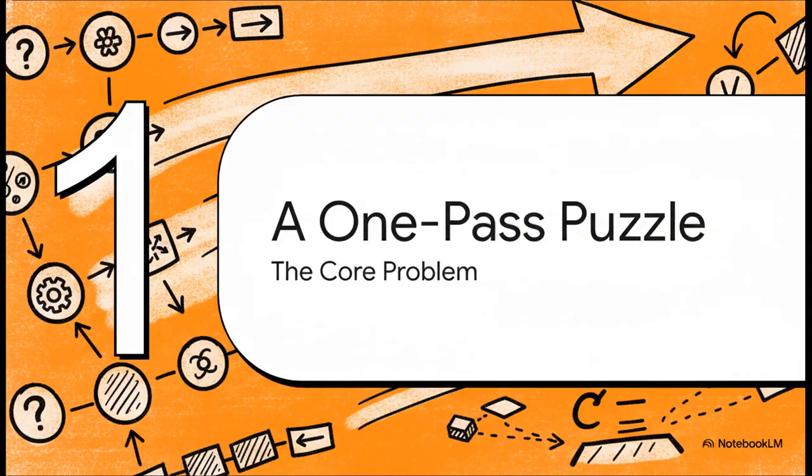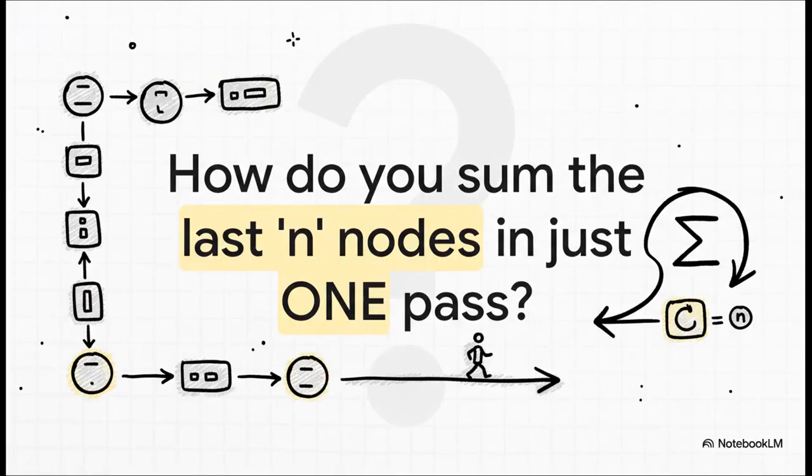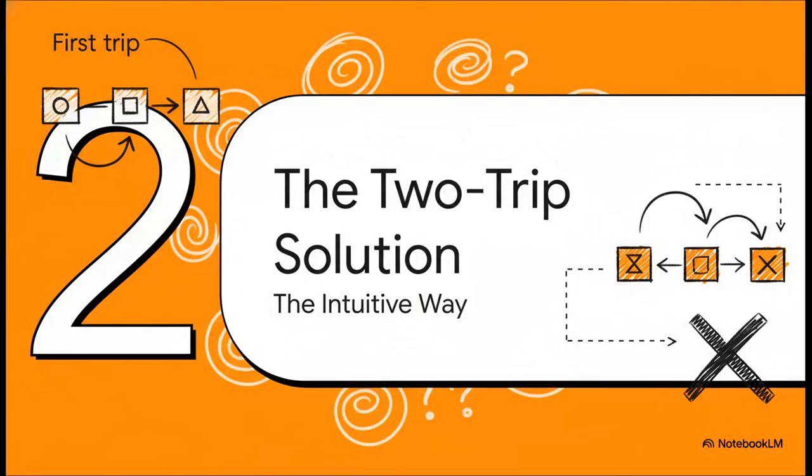So now that we're on the same page about linked lists, let's set up the specific puzzle we're going to solve today. So here's the mission. You've got a linked list and you're given a number. Let's call it n, say 3. Your job is to add up the values of the last 3 nodes. But here's the catch, the big constraint. You are only allowed to walk through the list one time. And right away, you can see the problem, can't you? How are you supposed to know where the last 3 nodes begin if you don't even know where the list ends?